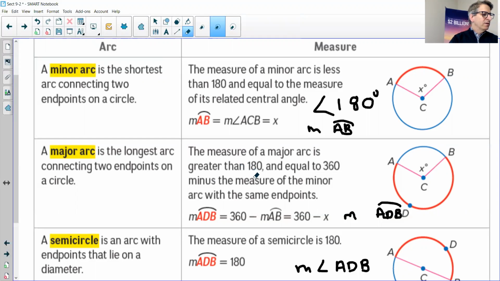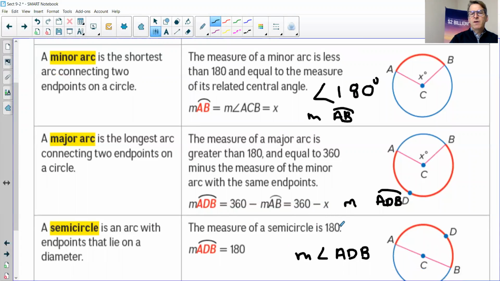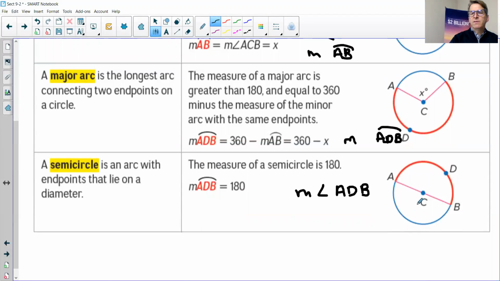And lastly, on arcs and arc measures for this page, it's a semicircle. A semicircle is an arc with endpoints that lie on a diameter. So the measure of a semicircle is 180. So the measure of arc ADB, in this case, is equal to 180, which is also the measure of angle ADB.